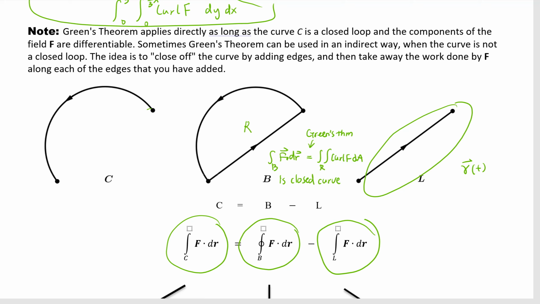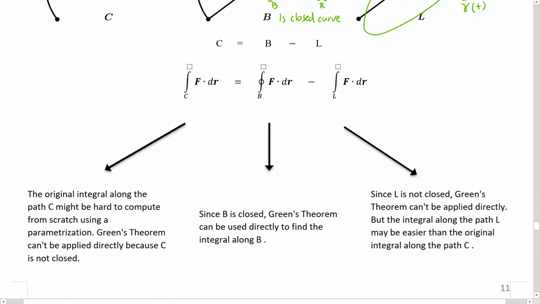We first close off the curve by adding an edge, and then we get a closed curve. Then we can use Green's theorem to compute the line integral, and then we can calculate the line integral, the work done along the line segments that we added. Then we use this to subtract the line integral on the line segments to get the line integral on our original curve C. So far so good, everybody?